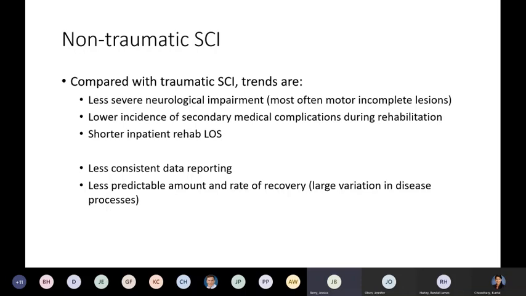In general, non-traumatic spinal cord injury tends to have shorter inpatient rehab length of stay as compared with traumatic. However, there's less consistent data reporting, compared with especially the model systems that we have for traumatic injuries. And as such, you tend to have less ability to predict amount and rate of recovery due to, again, decreased consistency in data reporting, as well as just large variation in disease processes.